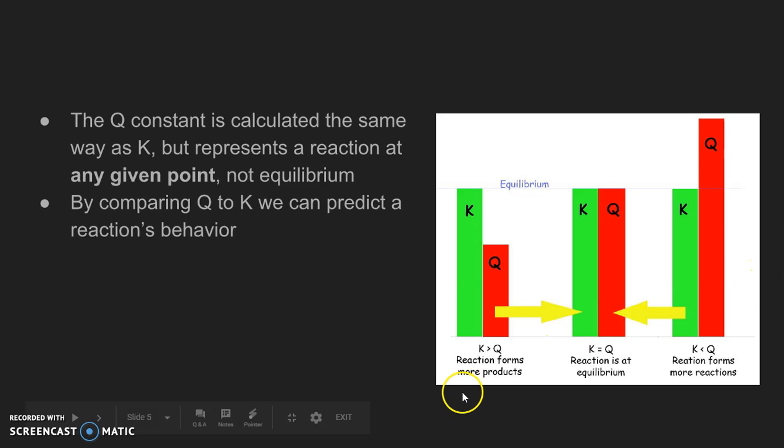So if K is greater than Q, it means that there's too many reactants. So the reaction will decrease reactants and increase products until they level out. And vice versa, if Q is greater than K, then that means there's too many products. So it decreases the products and the reactants increase a little bit until they're equal. We want K to equal Q. If Q is already equal to K, it means it's at equilibrium. But otherwise, it will always compensate for itself to bring it to the middle.